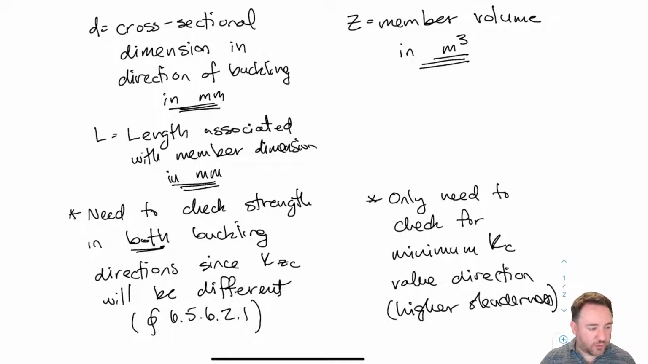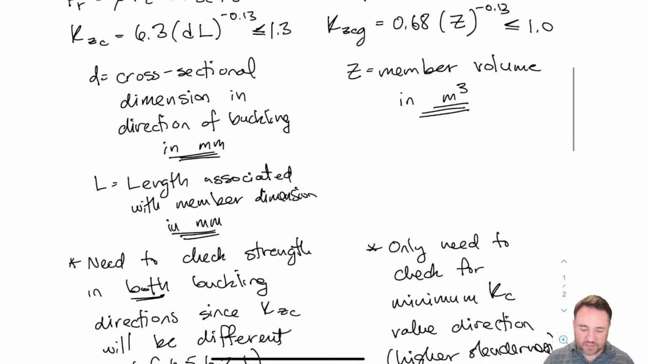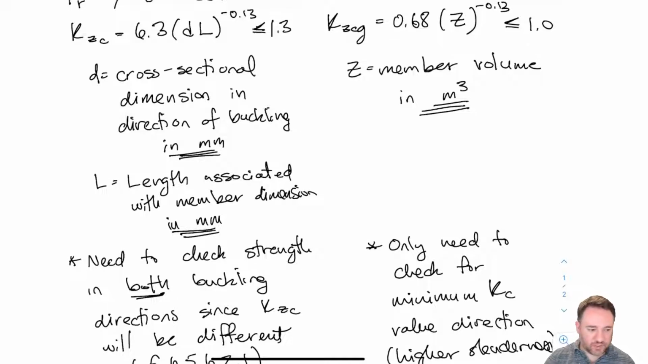So for glulam, we only need to check this equation once. Basically, we'll figure out which direction gives us the lowest Kc. Kc is our reduction factor to account for slenderness, and the Kc that's going to be the lowest is the one with the slenderness that is the highest. So we calculate the slenderness and see which one is higher. A more slender member is more likely to buckle, and that gives us our lowest value of Kc, and that's what we use in the equation, along with the size effect factor above. This is the main difference between compression parallel in lumber versus glulam.